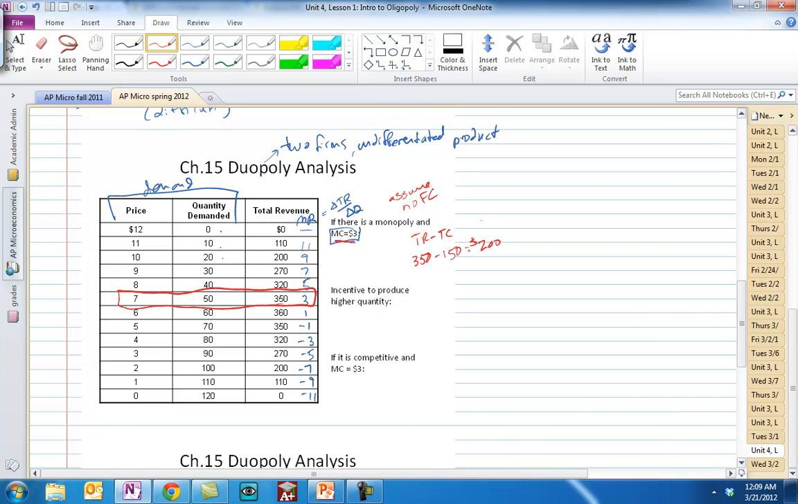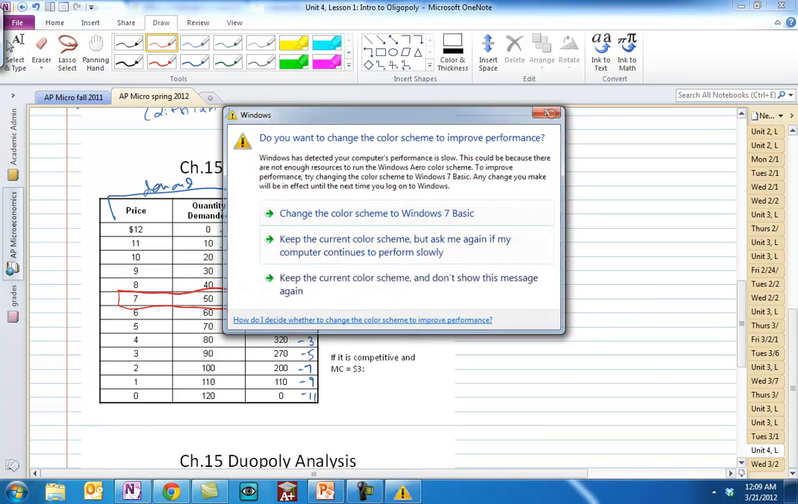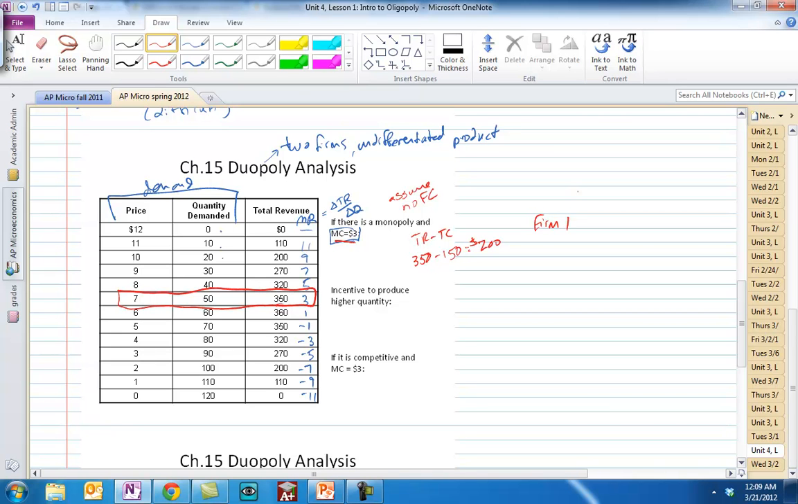Now let's say for the moment that the two firms in this duopoly decide to collude, and they decide that it would be in their interest, and it actually would be, as we'll see, to come to an agreement where they each split this market in half, act as a monopoly in other words, produce the monopoly price and quantity, and then split the profits. So what that would mean is that firm 1 produces half of this total quantity of 50, so 25 units at $7 apiece.